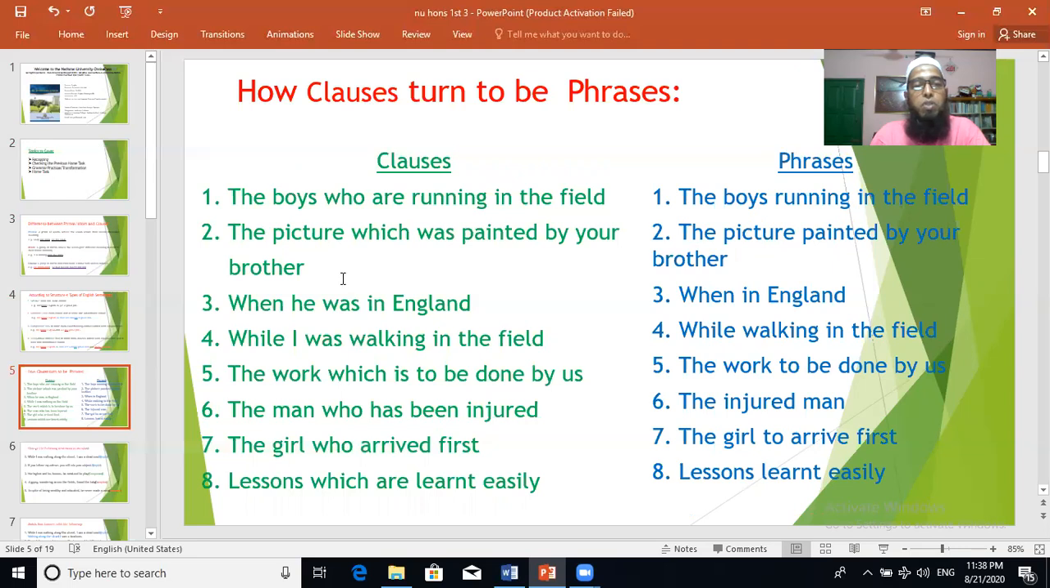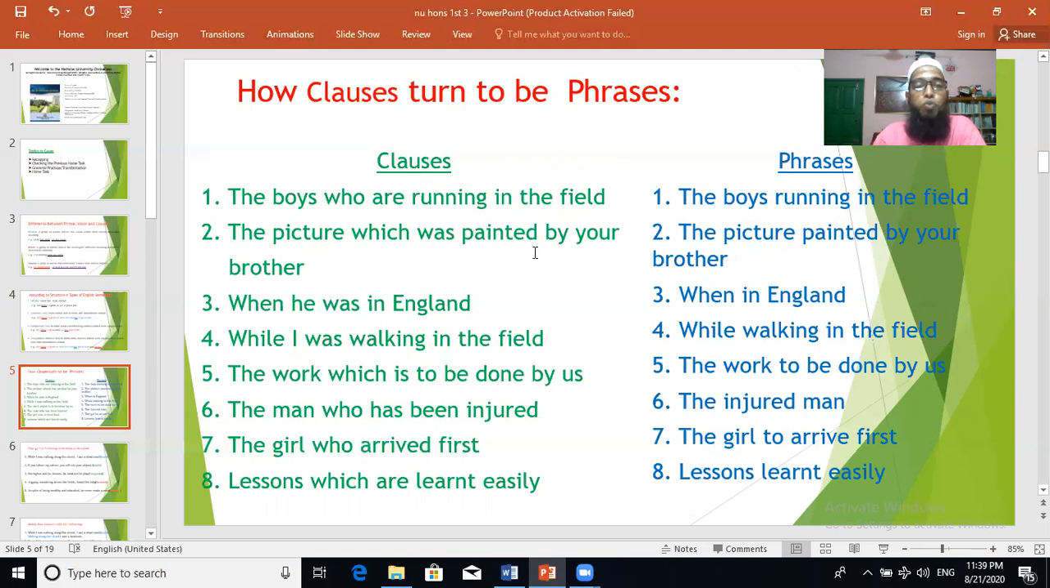Here are some examples. You have to do more practice of these clauses and phrases. Classification of clauses: a subordinate clause is classified as an adjective clause, adverbial clause, or noun clause. On the other hand, a phrase is also divided into several types like noun phrase, adjective phrase, adverbial phrase, prepositional phrase, participial phrase. Those things you have to learn from any good grammar book that is available at hand. Now look at these examples.